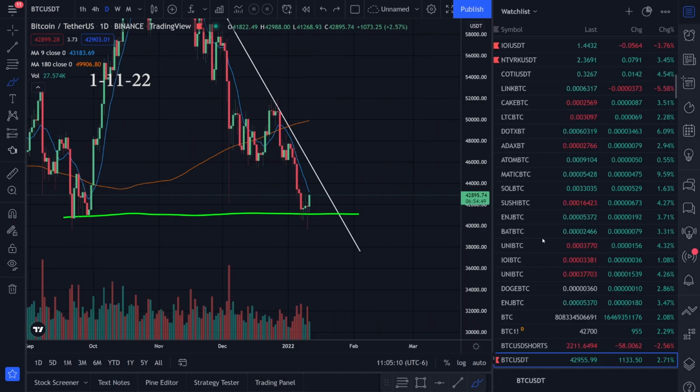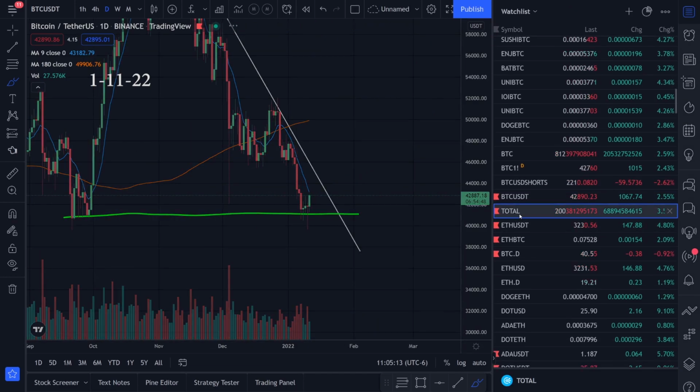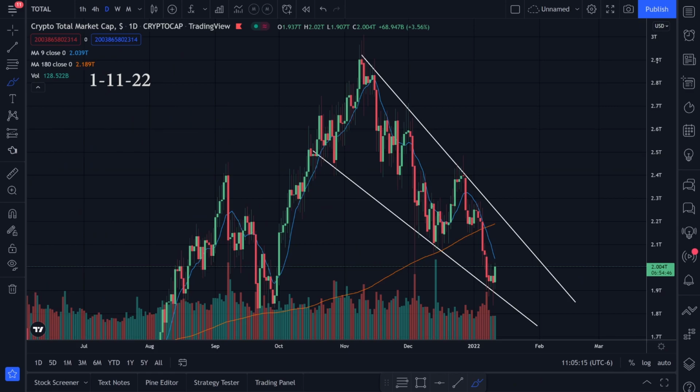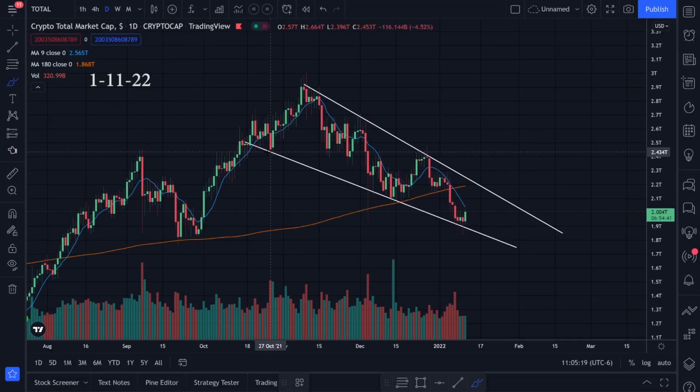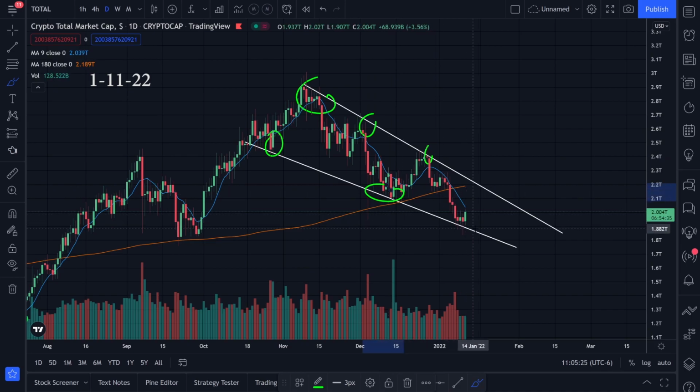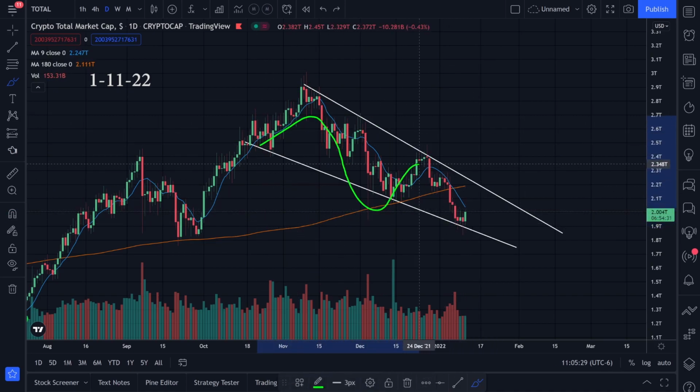If we jump over to the total crypto market cap, let's take a look at that real quick as well. I was looking at this yesterday. We're basically in this falling channel right now. We're bouncing in between these two trend lines. We have resistance, resistance, resistance, support, support. It looks like we're getting some support right now. And I talked about this yesterday in my video. We're still trending down, but we're coming into that support right now.